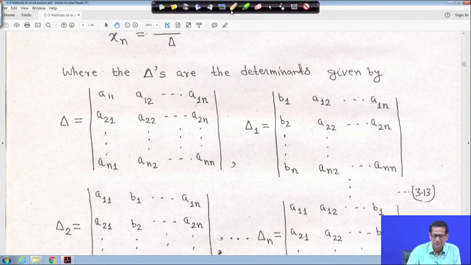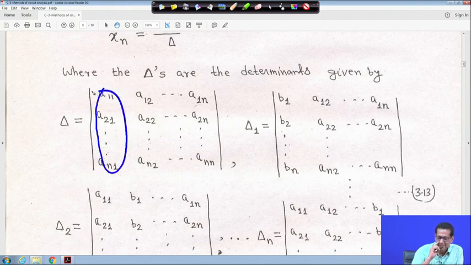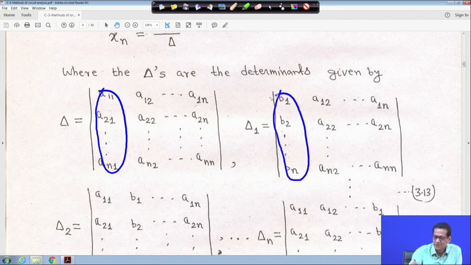Look, what you can do is, for delta 1, you have to find x1 is equal to delta 1 upon delta, x2 is equal to delta 2 by delta, and xn is equal to delta n by delta, right. So how will you do it? If you take the first column only, you replace it by b1, b2 and bn, and the rest will remain the same.